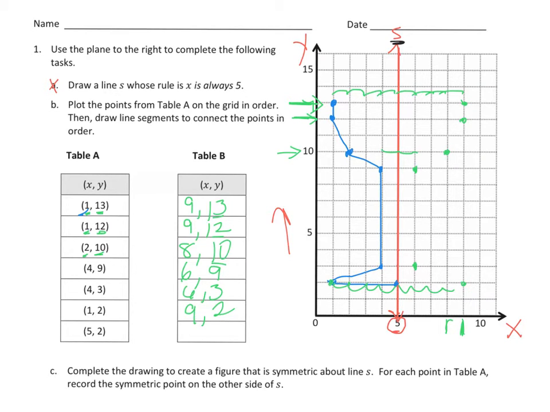And then my last one, 5, 2. It's actually going to stay right there on 5, 2 because it's sitting on my line of symmetry. So that stays the same. Now I can connect all these.